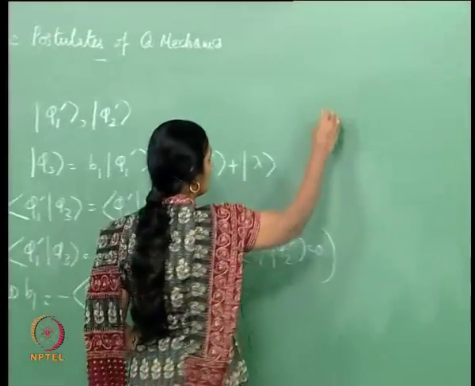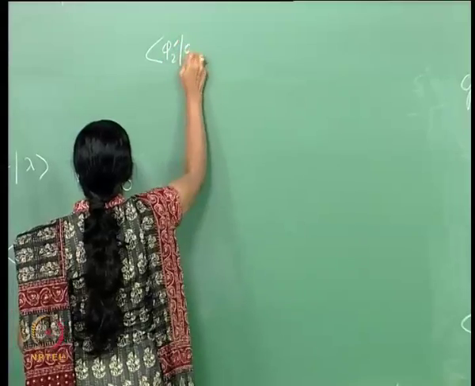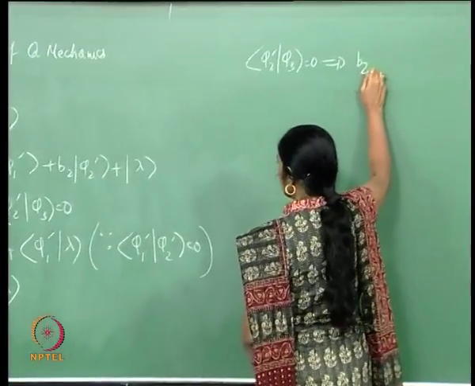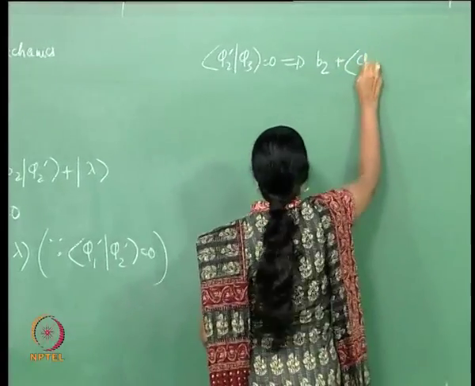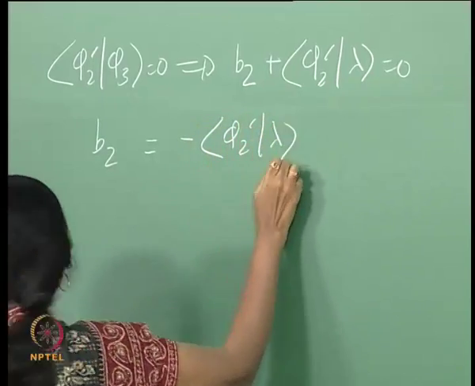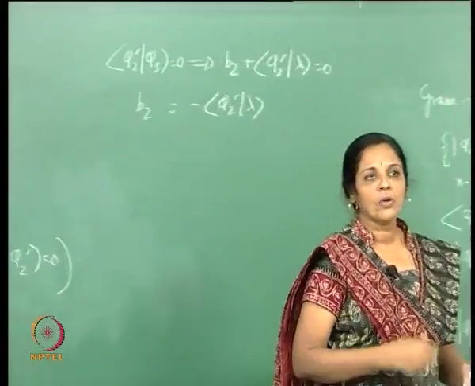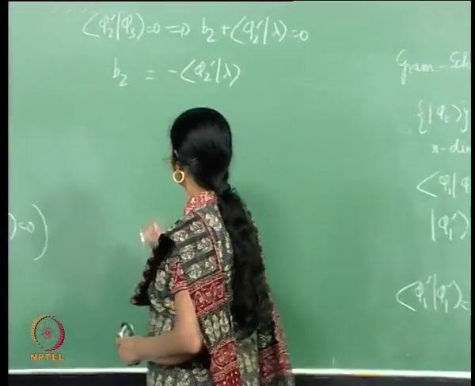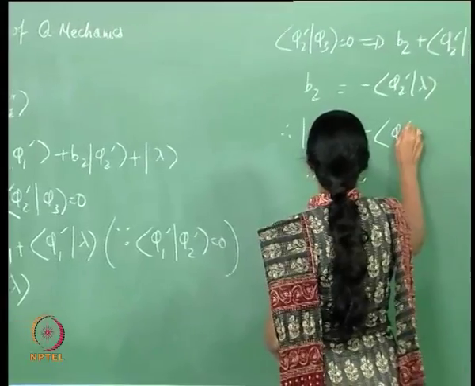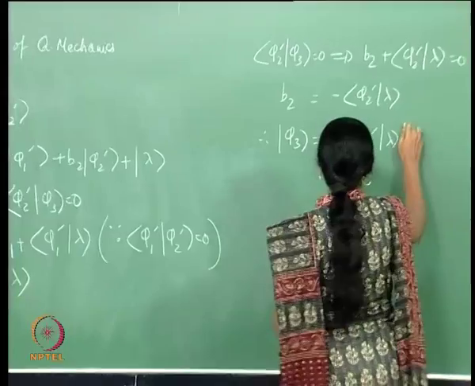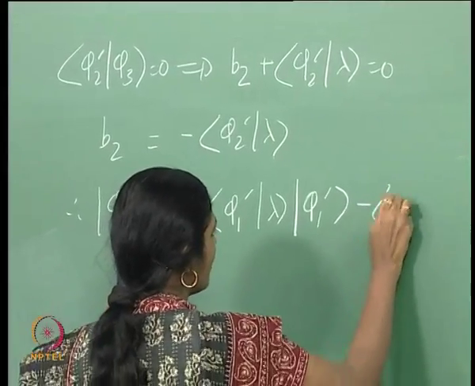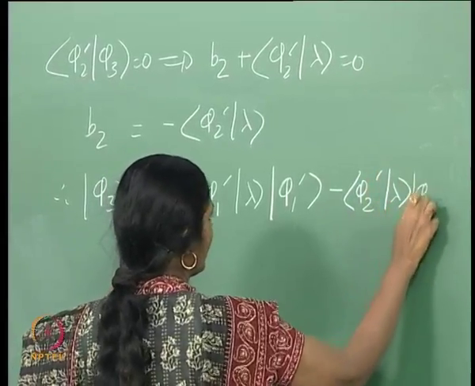Similarly, the fact that the inner product of phi 2 prime with phi 3 is equal to 0 implies from here that b 2 plus the inner product of phi 2 prime with lambda is equal to 0, or b 2 is equal to minus the inner product of phi 2 prime with lambda. Again, I have used the fact that the inner product of phi 1 prime with phi 2 prime is equal to 0. Therefore, I expand phi 3 as minus the inner product of phi 1 prime with lambda times phi 1 prime. This is a ket and this is a number. Minus the inner product of phi 2 prime with lambda times phi 2 prime plus lambda.